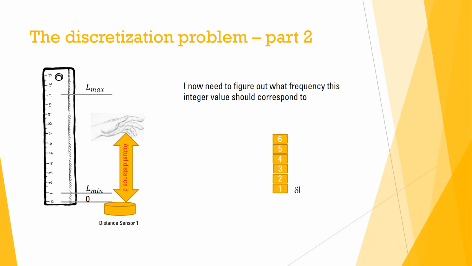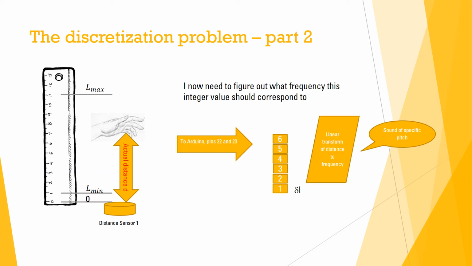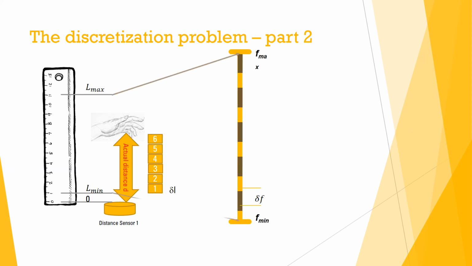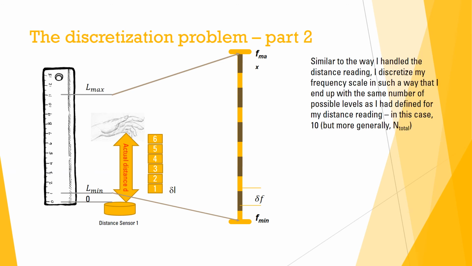So now you need to figure out what frequency this integer value should correspond to. So you're taking your distance measurement, you're sending it to the Arduino, pins 22 and 23 in this case, and you've calculated within your Arduino that corresponds to 6 steps up from your minimum distance, and somehow you need to transform that into a frequency value, which you will then use to generate a sound of a specific pitch. So what's sound? Sound is frequency. So let's take Lmin and relate it to Fmin, and Lmax and relate it to Fmax.